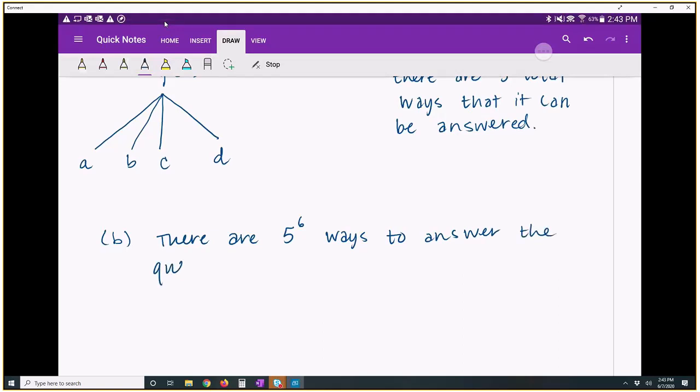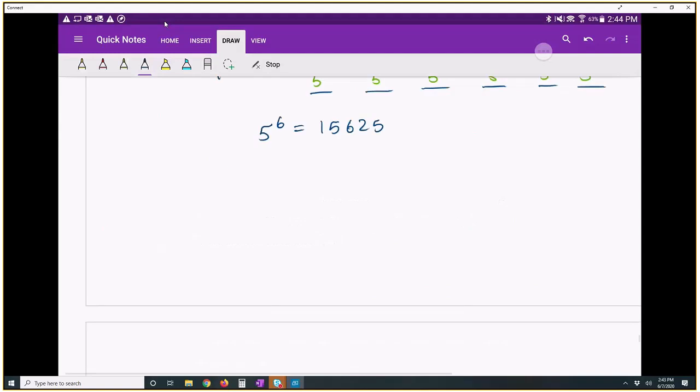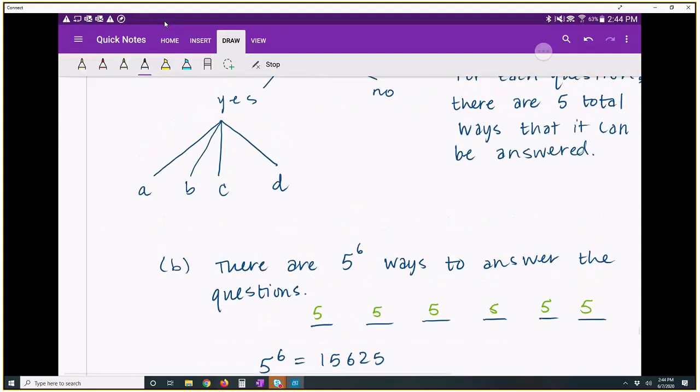If I think of each of the 6 questions as a blank, then I had 5 ways to answer the first one, the second one, the third one, and so on. And so in total, 5 to the power 6 is 15,625, I believe. And that looks like the conclusion of this introduction to counting. So we'll do more counting problems in the next lecture.